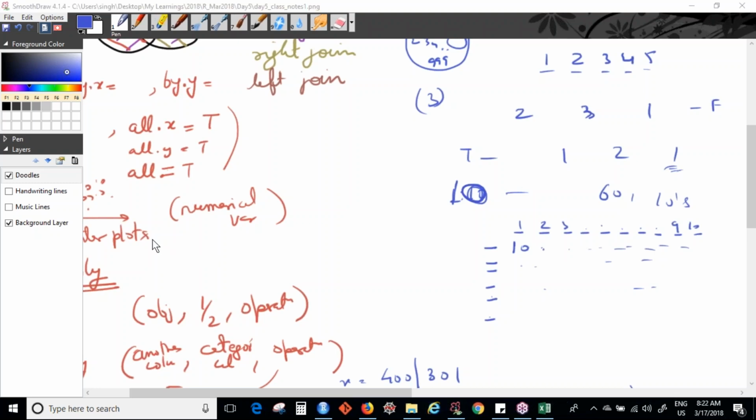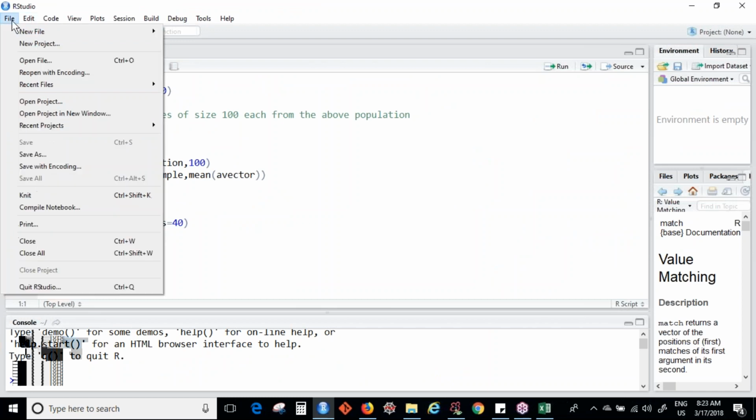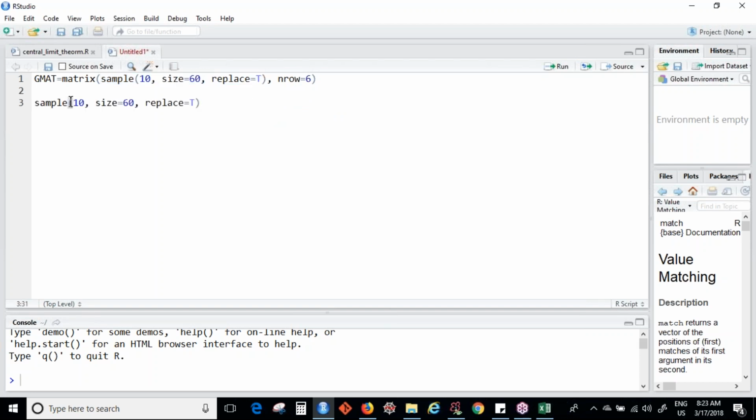Okay, let me run it. Just a moment, let me run it myself. So you can run it in two pieces. First run whatever you have inside the bracket. This should be nrow, not nr. So this is what you have. Let me run only the sample function first. So I will run sample 10, 60 and replace is equal to true.